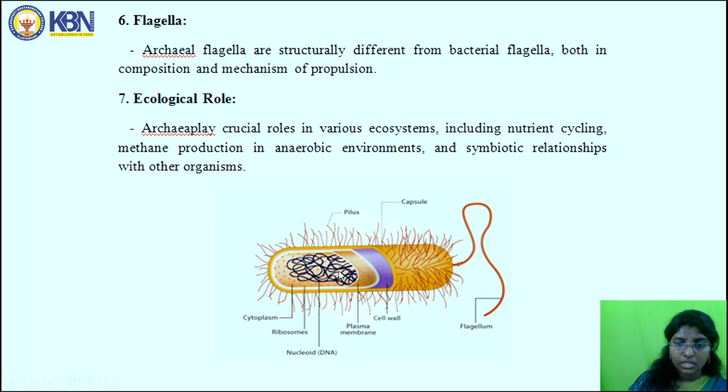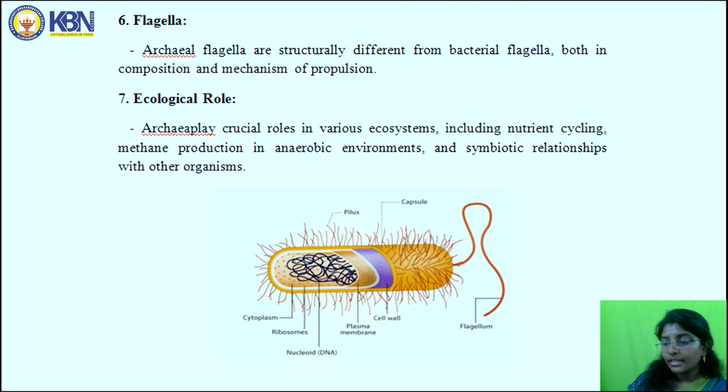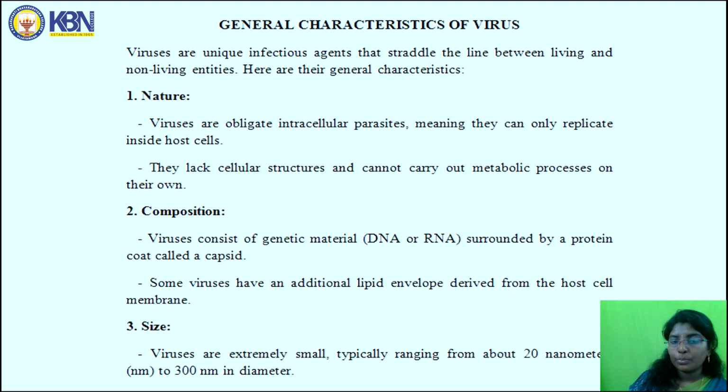In this we can observe the picture of the archaea. This is the cell wall, cytoplasm, this is the nucleus, and the dots we can observe in the cytoplasm are called the ribosomes. And next, this one is the plasma membrane, this is the cell wall, and this is the capsule. The small hair-like structures are called the pilus, and the tail region is called the flagella, which helps in the movement, called propulsion.